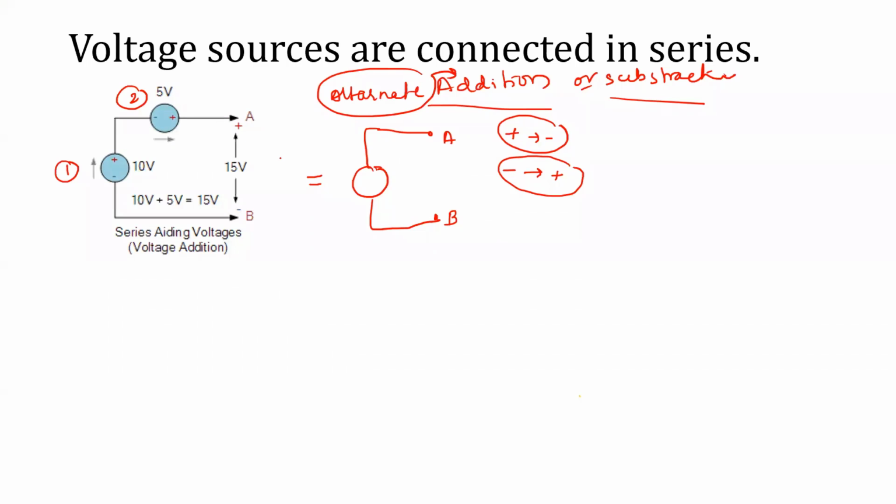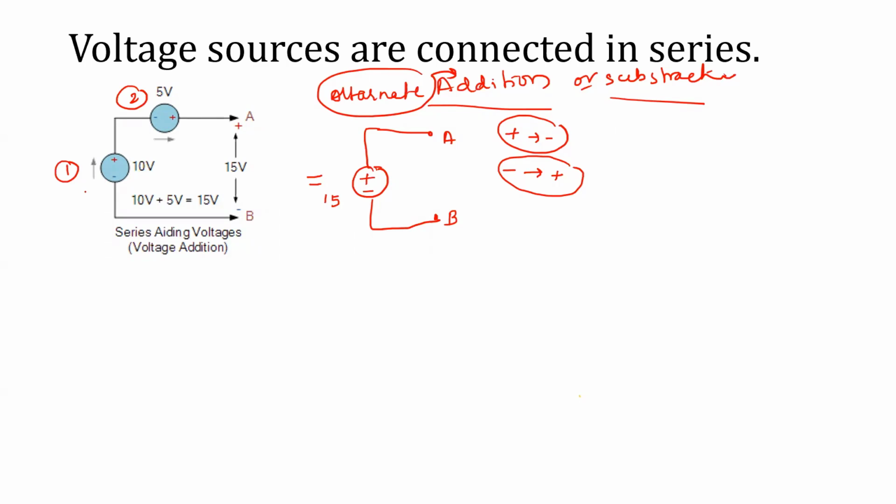10 plus 5 is what? 15. Then what should be the polarity? We should follow any one of the voltage sources here. Both are similar here. Negative, positive, negative, positive. So that the resultant voltage is a single voltage source. It is because of addition of these two voltage sources.